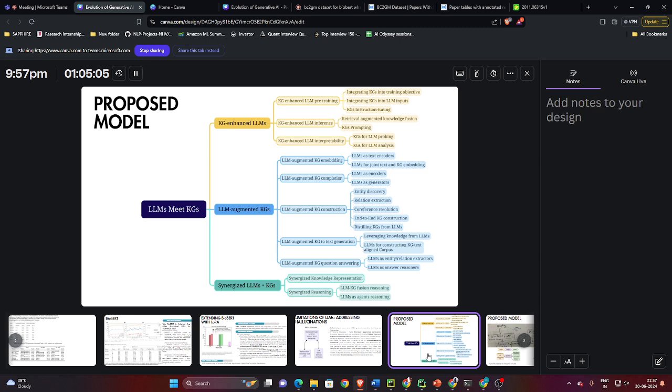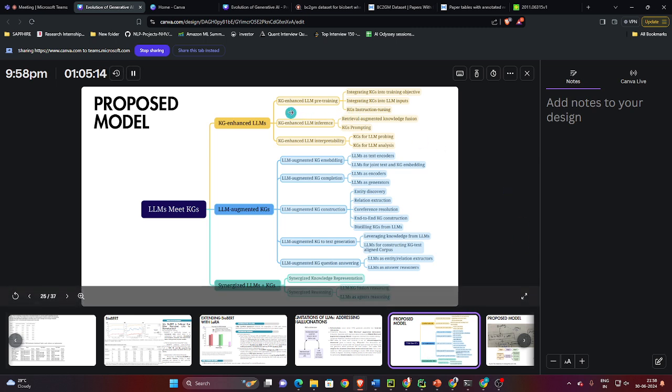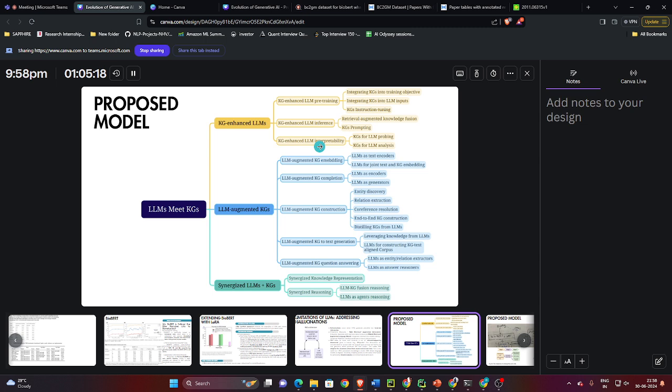This entire flowchart shows all the possibilities, all the permutations and combinations that can occur between LLMs and knowledge graphs, right from KG-enhanced LLM pre-training, LLM inference, interpretability, training objective, instruction tuning, and probing and analysis. If you can see over here, there are three segments, three initial parent classifications, as I call them, for when KGs, the knowledge graphs, enhance the power of LLMs.